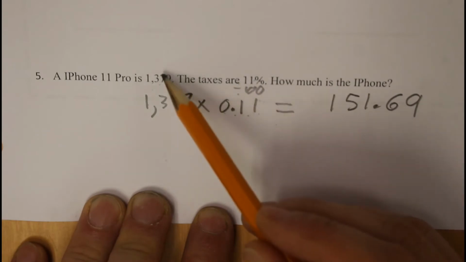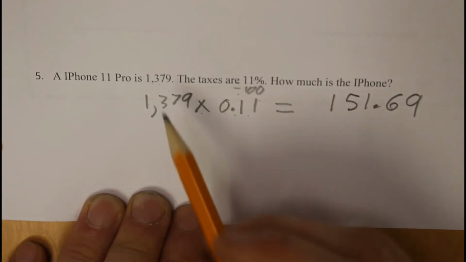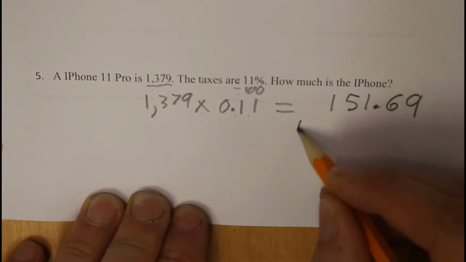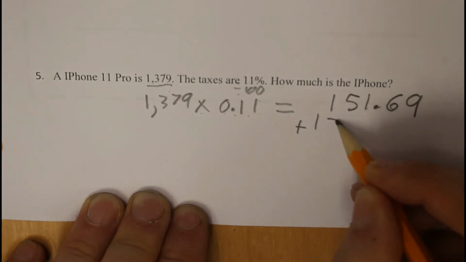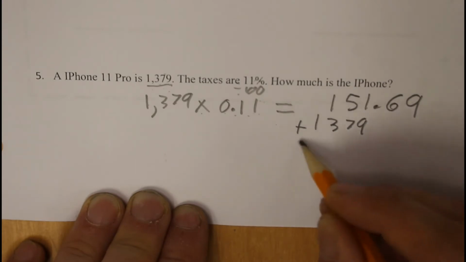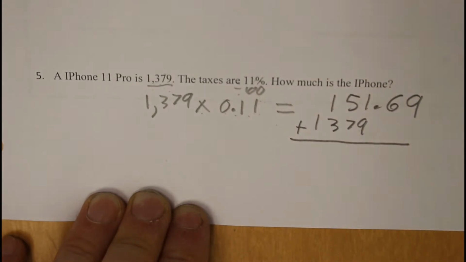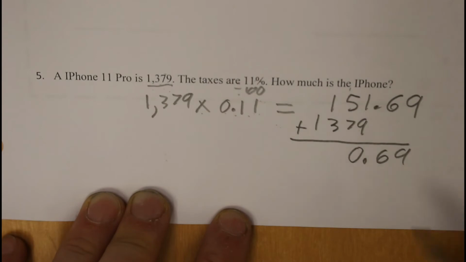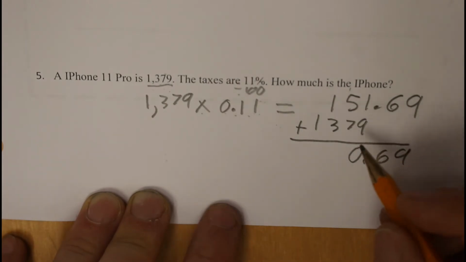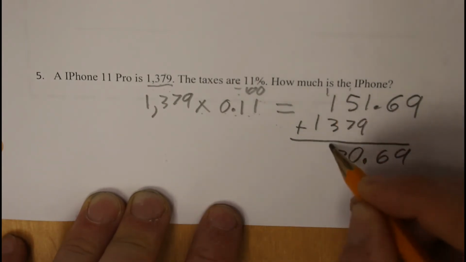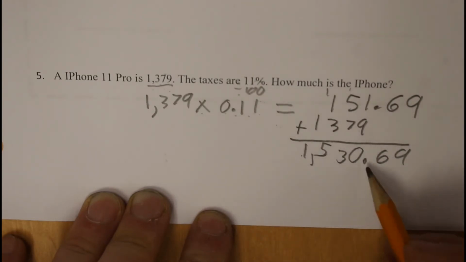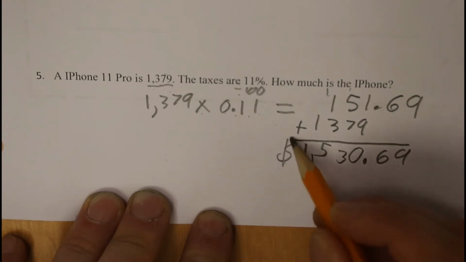This is taxes, so we're going to have to pay more money, so we add it to there. So we just need to add the original price to the taxes. So we add 1,379 to 151.69. 9, 6, 0, carry the 1, 3, carry the 1, 5. So it brings your new grand total to $1,530.69. So that's the grand total right there.